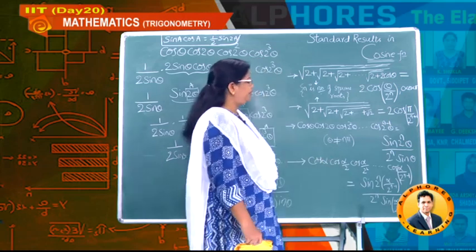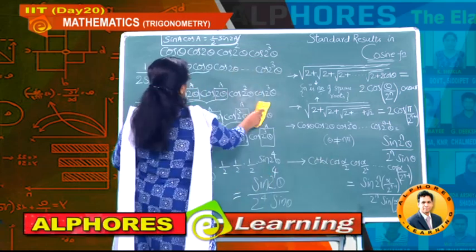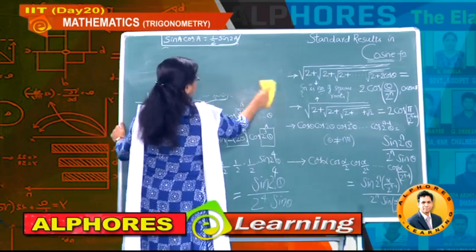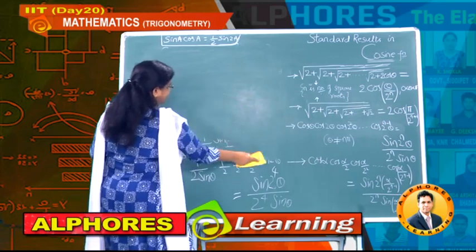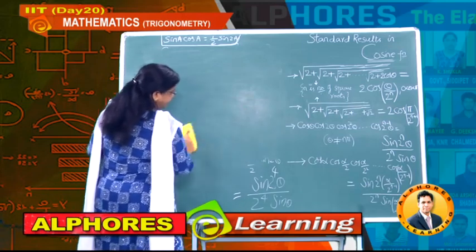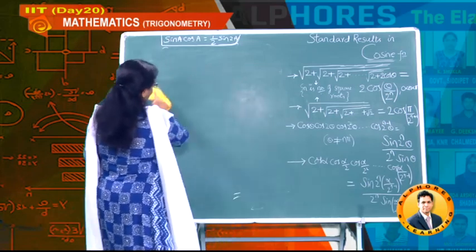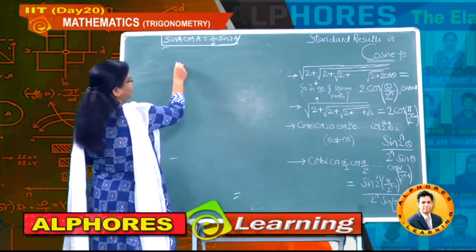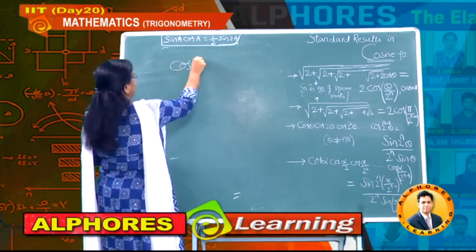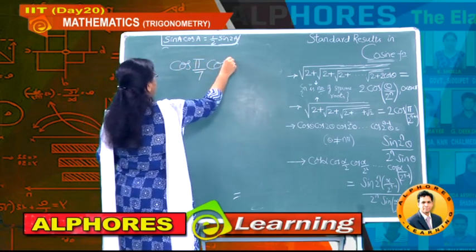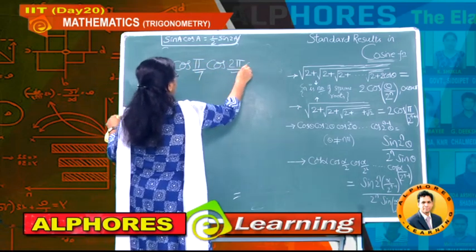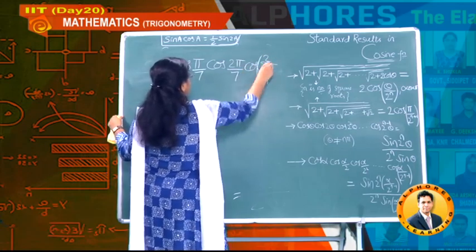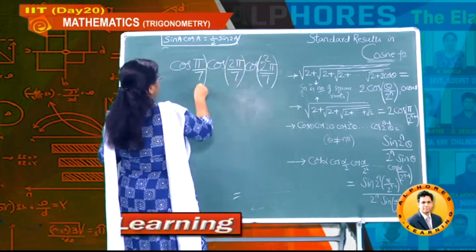Okay students. Now let us observe one example, how they may ask these kinds of problems. Suppose a result is given as cos pi by 7, cos 2 pi by 7 and cos 4 pi by 7. So the first one I am writing is cos pi by 7, and into cos 2 pi by 7, and into cos 2 square pi by 7. Okay students, so this is our given problem.